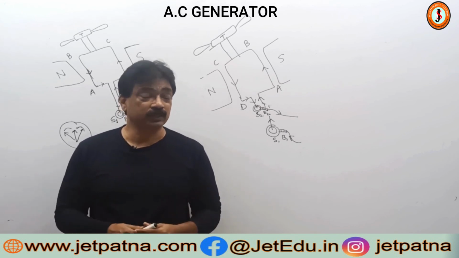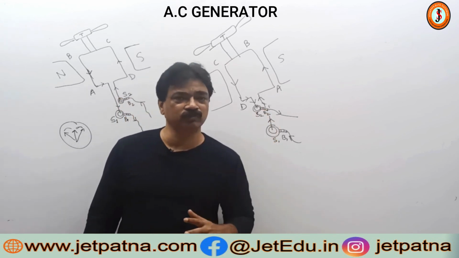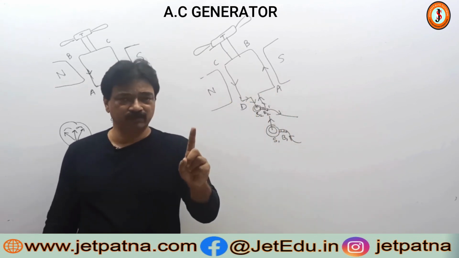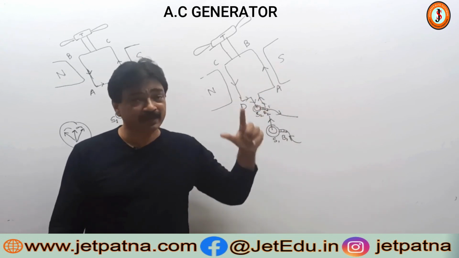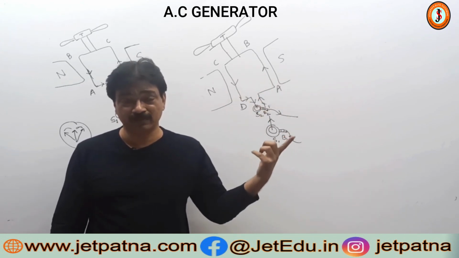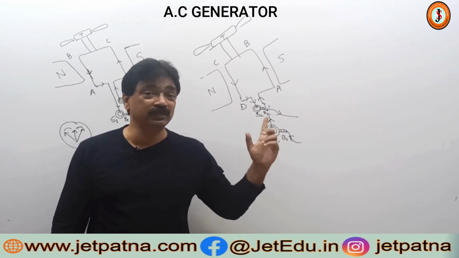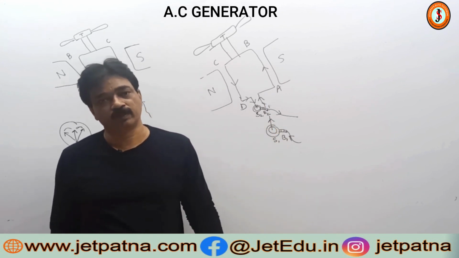Secondly, what did I say? The magnitude of current, how will it increase? Number 1, by increasing the number of turns in the coil. Number 2, by increasing the magnetic strength of the magnets. Number 3, by speeding up the rotatory motion.